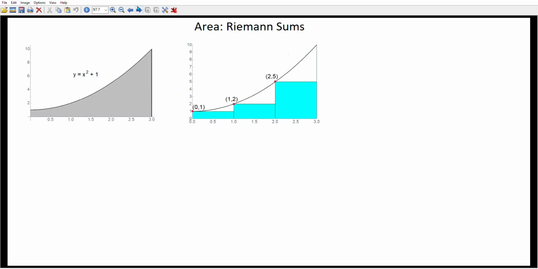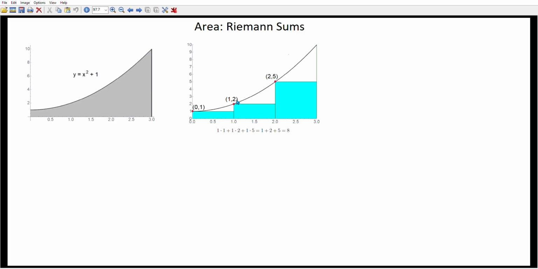Now, if we look at the area estimate we get here, this height is 1, this length is 1. 1 times 1 is the area of this rectangle. This length is 1. This height is 2. 1 times 2 is the area of this rectangle. This length is 1. This height is 5. 1 times 5 is the area of this rectangle. So 1 plus 2 plus 5 equals 8 is our area estimate. Now, if we look at this picture, we can see that that area estimate is too small.